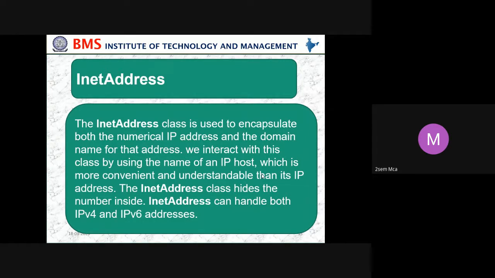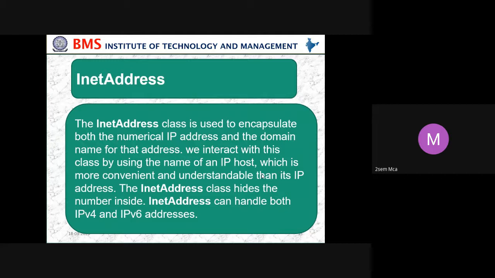You give that, then in the map you will get whether you are traveling by walking, or using your two-wheeler, four-wheeler, car, bus or train. So it will give you so many options. So what is it doing? It is giving an address for different options. Same way here, the InetAddress class is used to encapsulate both the numerical IP address and the domain name for that address. So now we are combining both, the internet address as well as the domain.